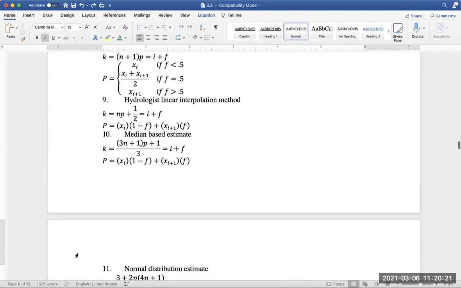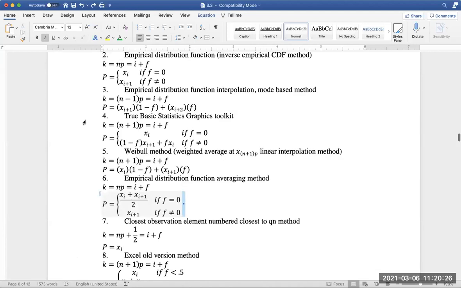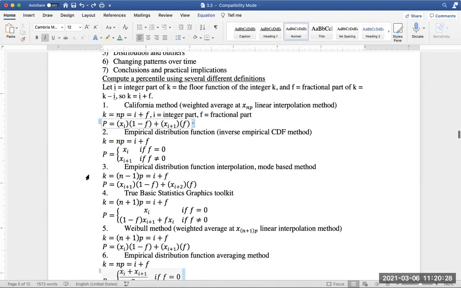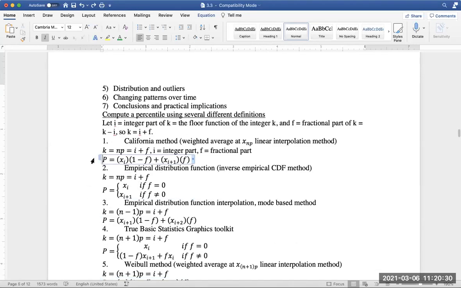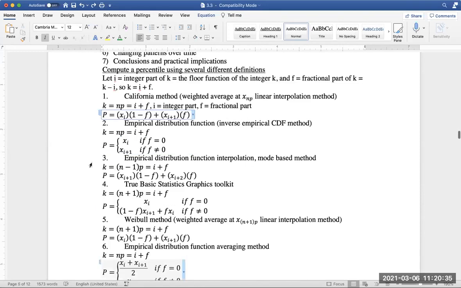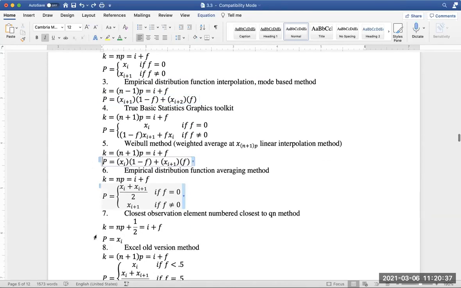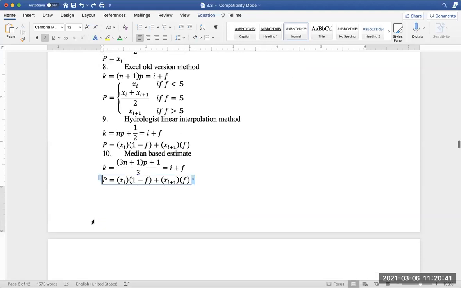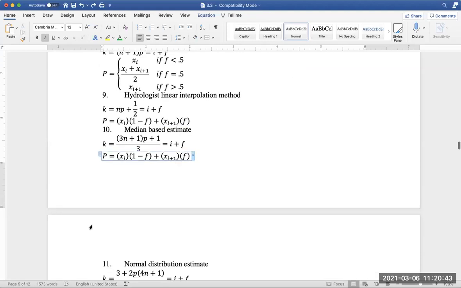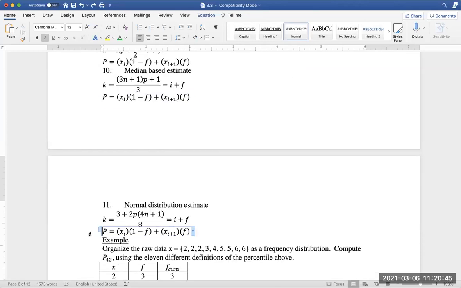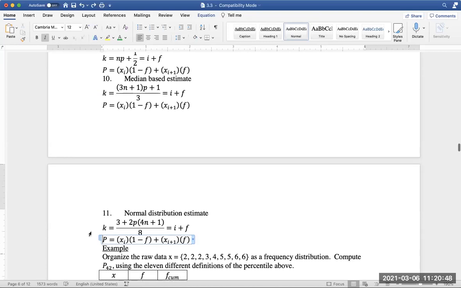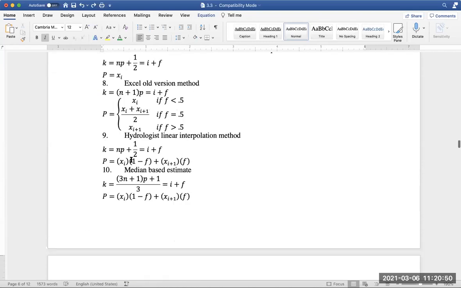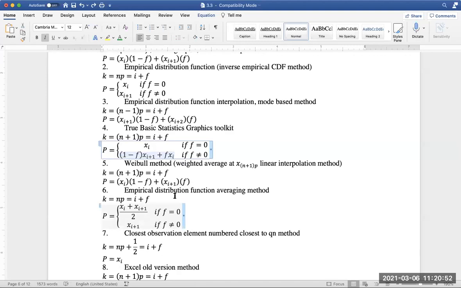So you notice that for the vast majority, you have the same interpolation formula. Well, actually, this is also the same, really. These are all the same interpolation formulas, except for this one, which is backwards.